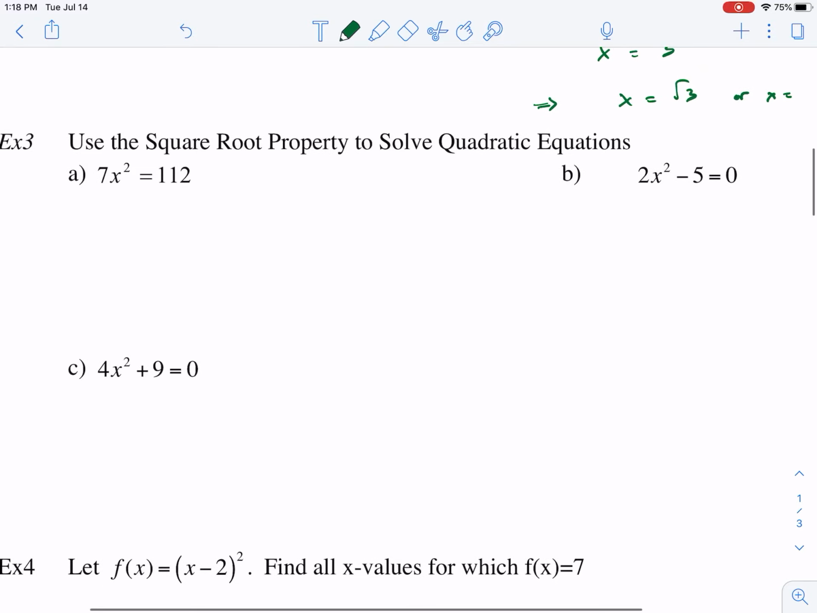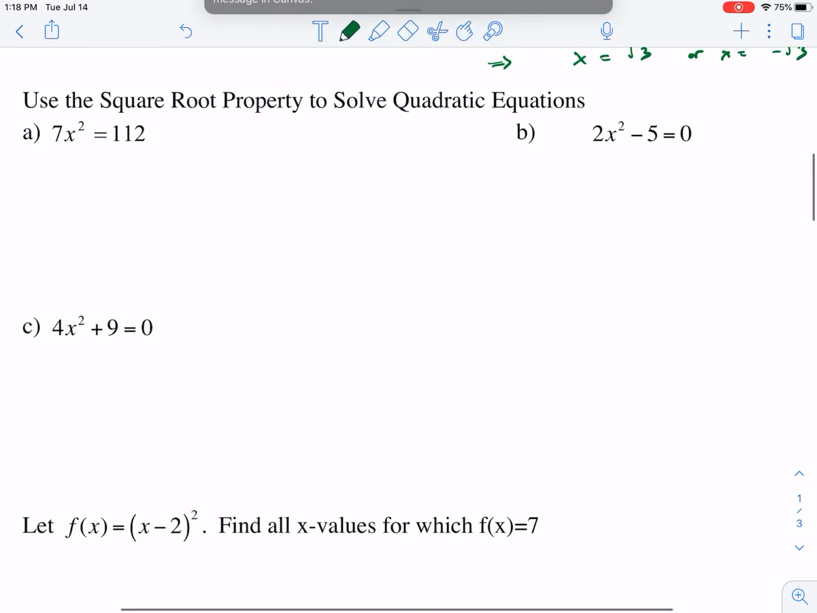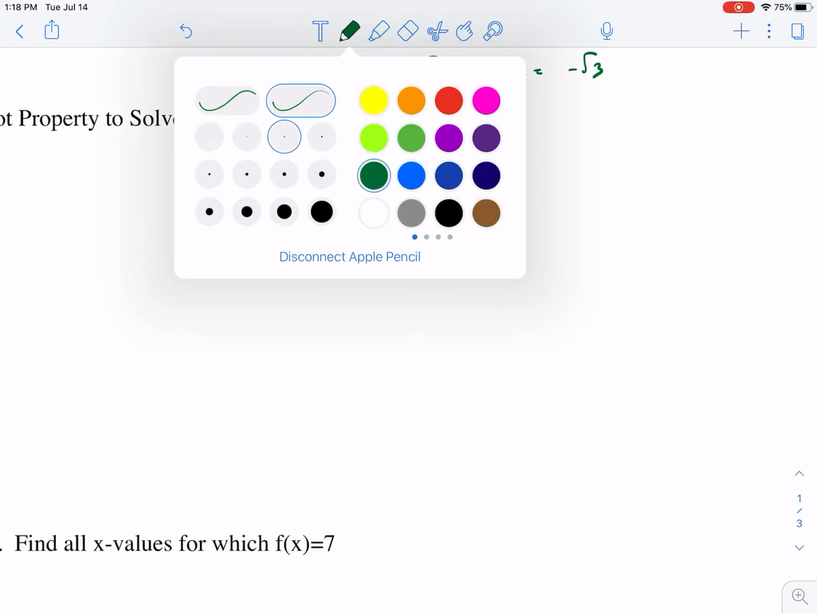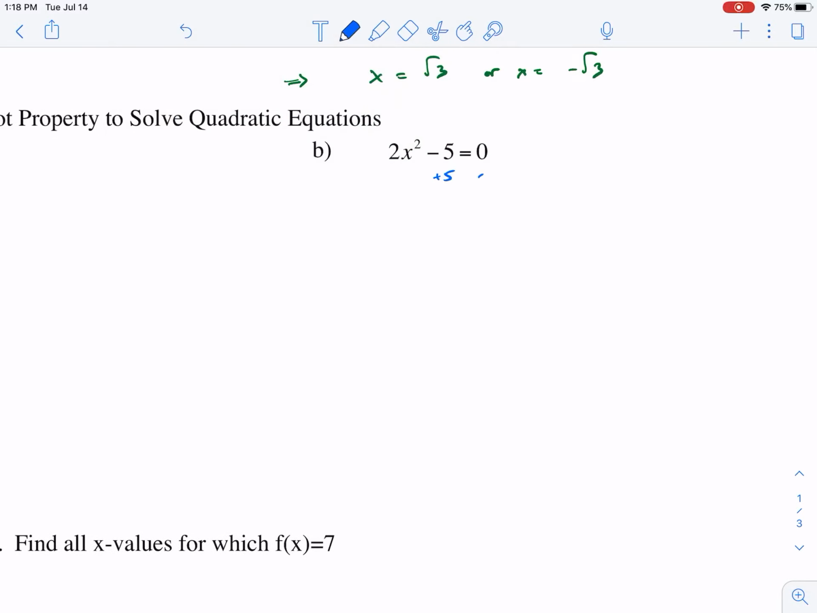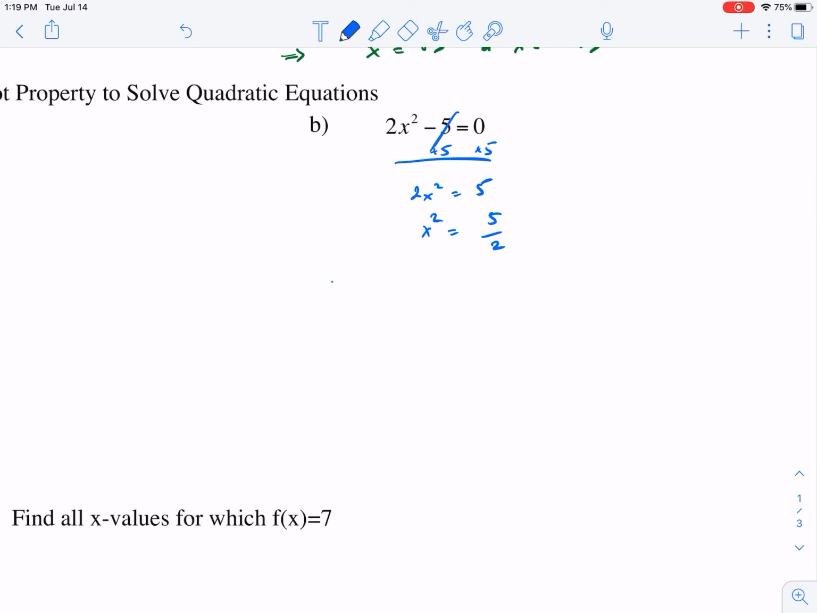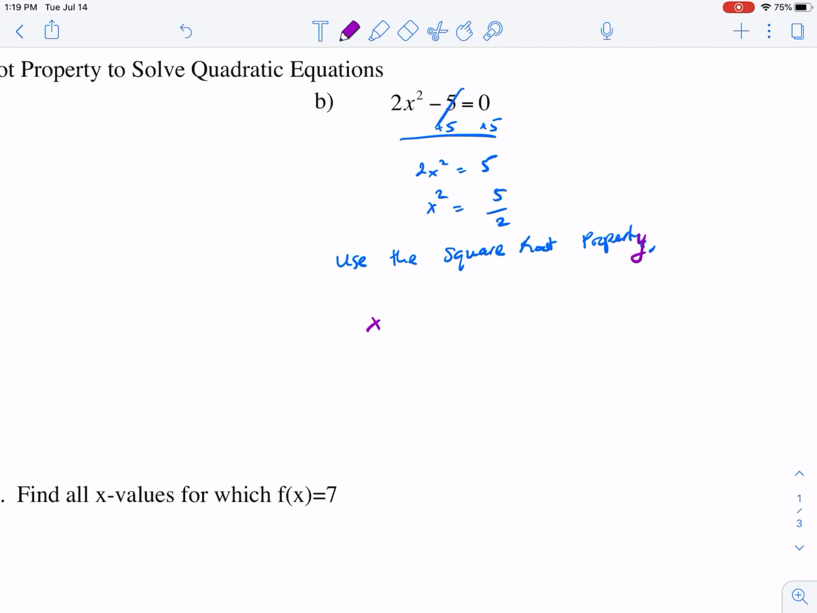Here's some more variation of it. Let's do this one here. Okay, so to solve for x here, we want to add 5 to both sides. That gives us 2x squared equal to 5. Then we'll divide by 2, so that gives us 5 halves. Then we can use the square root property. It says that if we have x squared equal to some constant, x is equal to the principal root of that, or x is equal to the negative principal root of that.